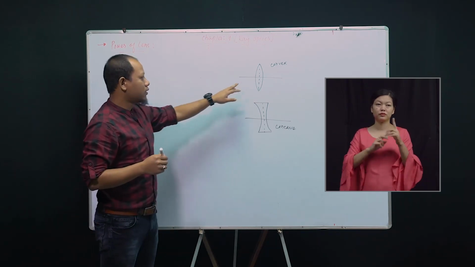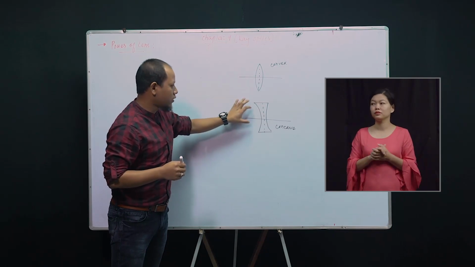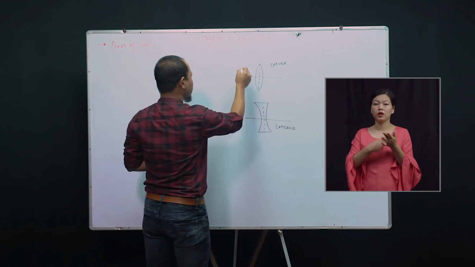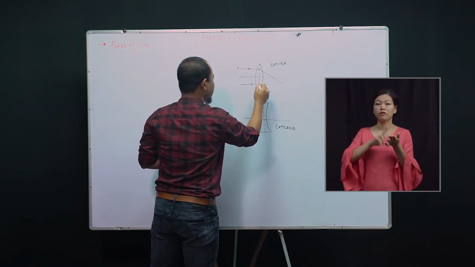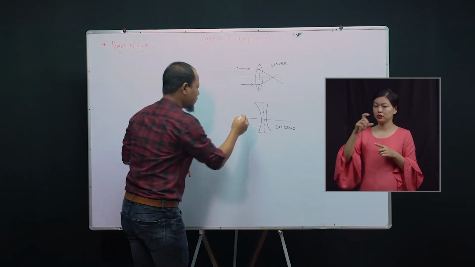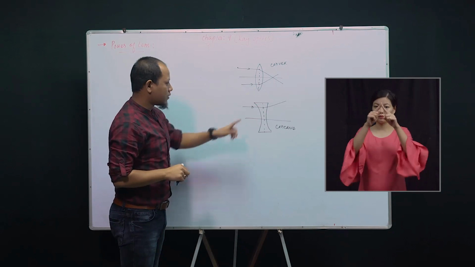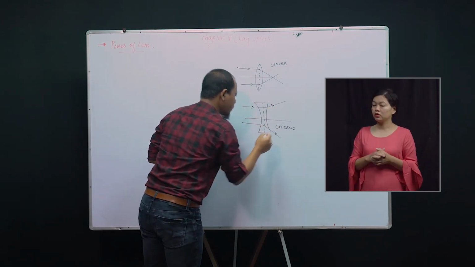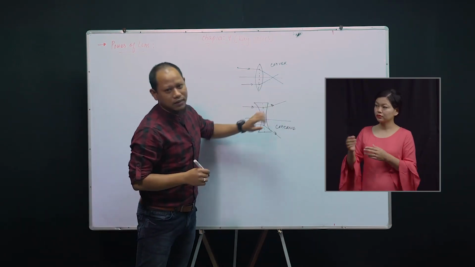Suppose, as you know, I have drawn a convex lens as well as a concave lens. The convex lenses are converging in nature, and the concave lenses are diverging in nature. So the power of lens is nothing but the measure of this convergence as well as the divergence.